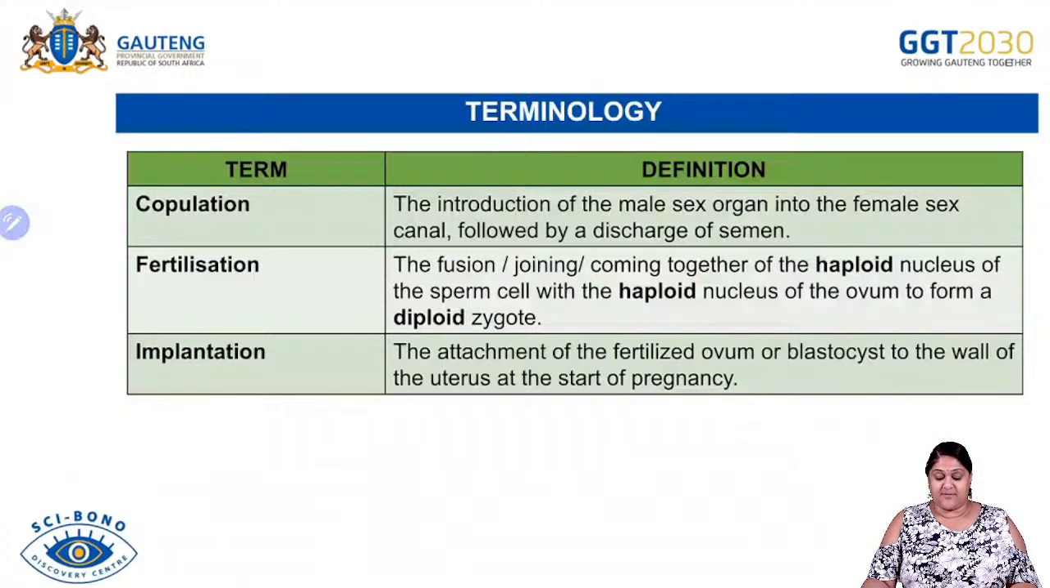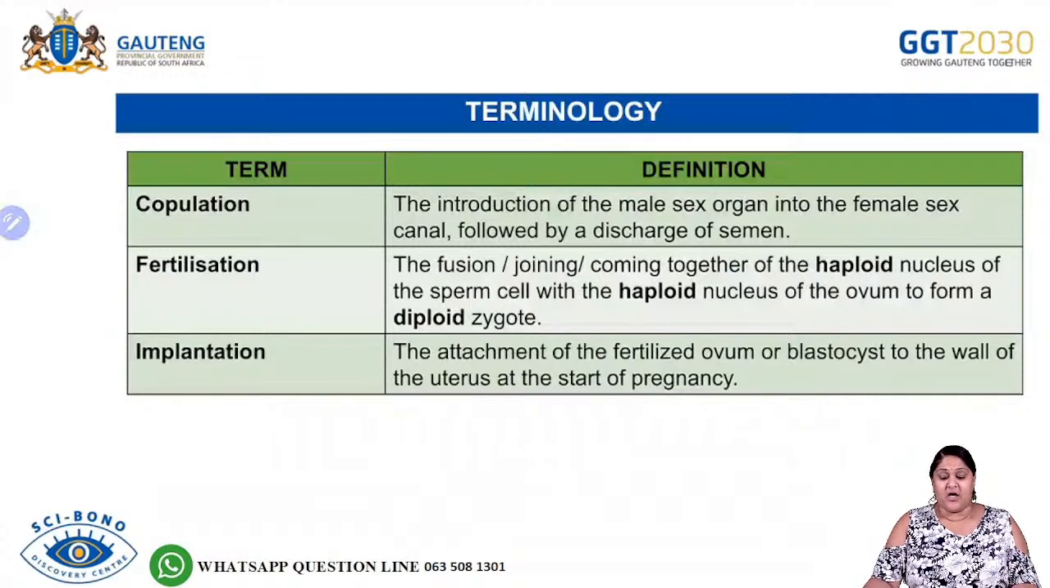Right, so let's go into the terminology that we need to understand for this section. As they said, you need to know the definitions of copulation, fertilization, and implantation. So I have them all on one slide here for you. Copulation is the introduction of the male sex organ into the female sex canal, followed by a discharge of semen. And fertilization is the fusion, or the joining, or the coming together of the haploid nucleus of the sperm cell with the haploid nucleus of the ovum to form a diploid zygote. And implantation is the attachment of the fertilized ovum or the blastocyst to the wall of the uterus at the start of pregnancy. Okay, so these are the definitions that you need to know. Make sure that you know them and you understand them, and you will see that we're going to be using these terms in the lesson.